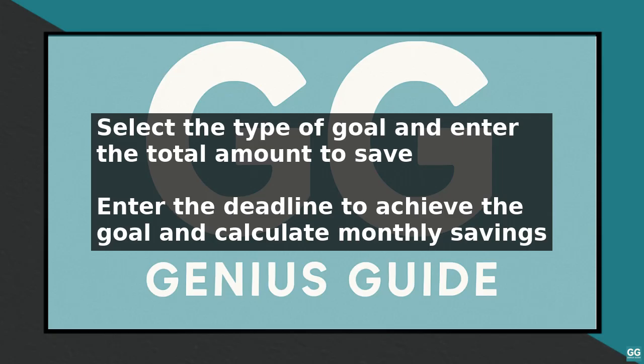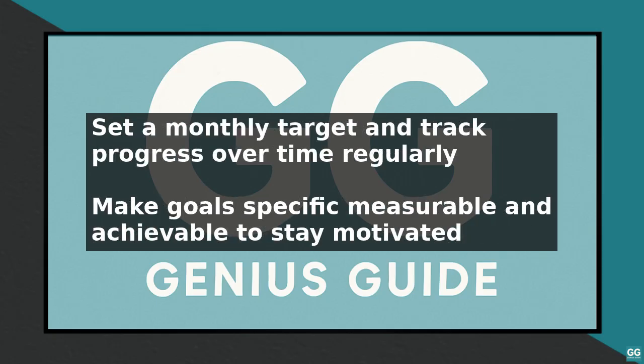It is essential to make your goals specific, measurable, and achievable, so you can stay motivated and focused on your objectives. Practically, if you want to save $1,000 for a vacation in 6 months, EveryDollar will calculate that you need to set aside approximately $167 per month. You can then adjust this amount based on your income and expenses to ensure it is realistic and attainable.